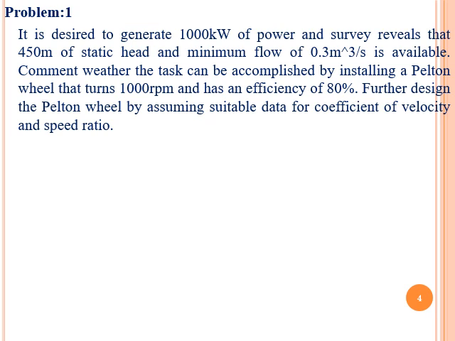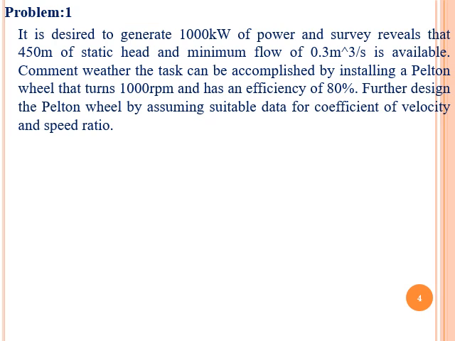Now write the given data for this numerical. This numerical is related to the Pelton wheel turbine. The Pelton wheel turbine is designed to generate 1000 kilowatt of power. That means the desired power is 1000 kilowatt. Here the head is maintained at H equals 450 meter, and the flow rate through the Pelton wheel turbine is Q equals 0.3 meter cube per second.